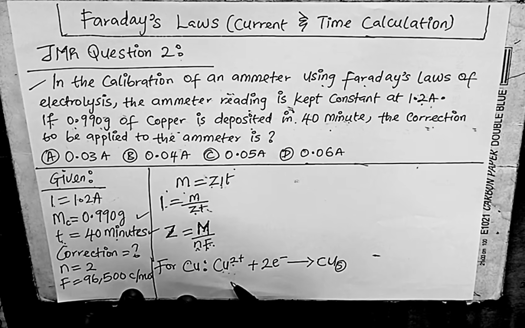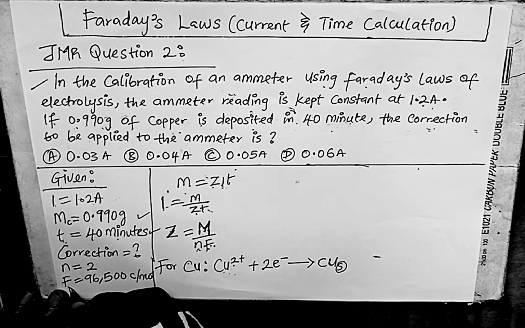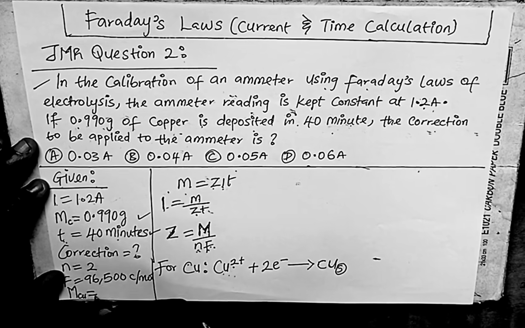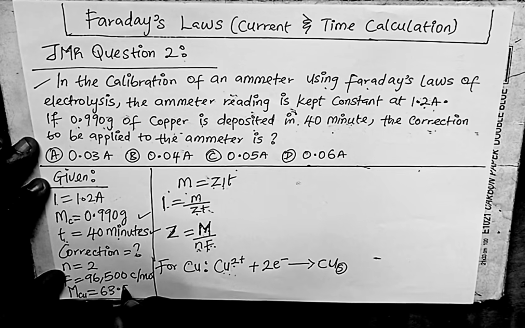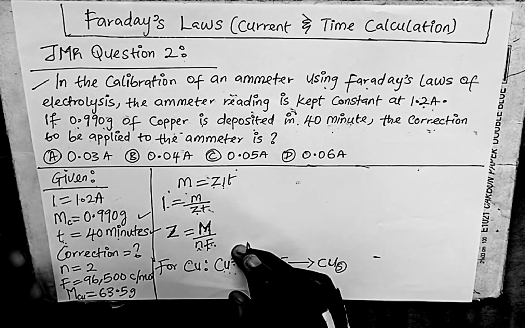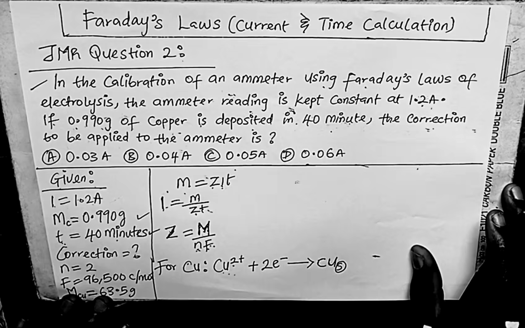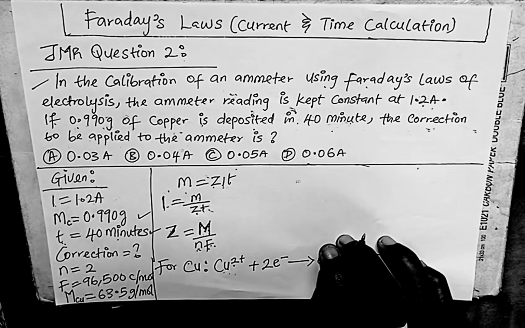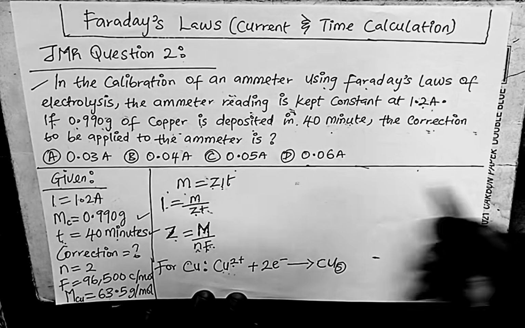What is the molar mass of copper? The molar mass of copper, with subscript Cu, is equal to 63.5 gram. Is that the molar mass of copper? Yes, gram per mole. So since we now have everything we need, we can solve for the electrochemical equivalent.